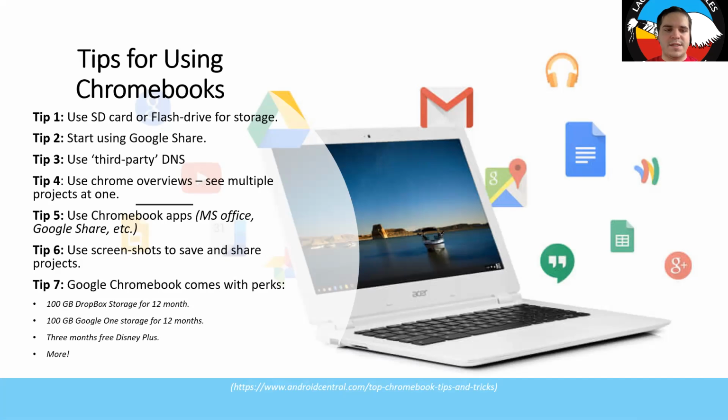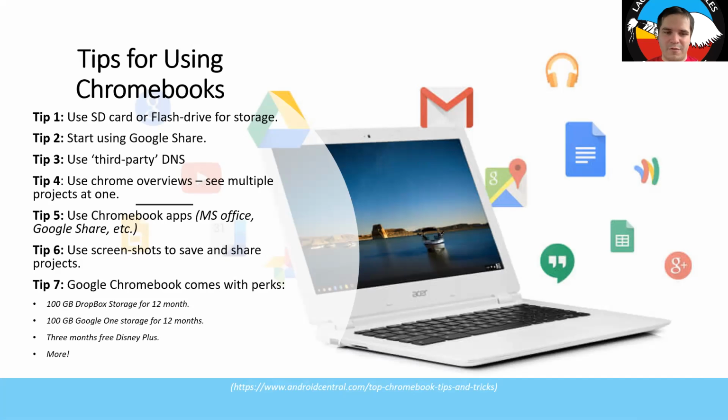And then tip number 7 is Google Chrome comes with a lot of perks. There are subscriptions, things for free, kind of free trial based things. If you sign up for Google Chromebook, you get an automatic 100 gigabytes of Dropbox storage, which is a lot of space. If you are a computer software person, maybe you might need a little more, but if you are just a normal person, like just a normal college student, that is well over what you need.